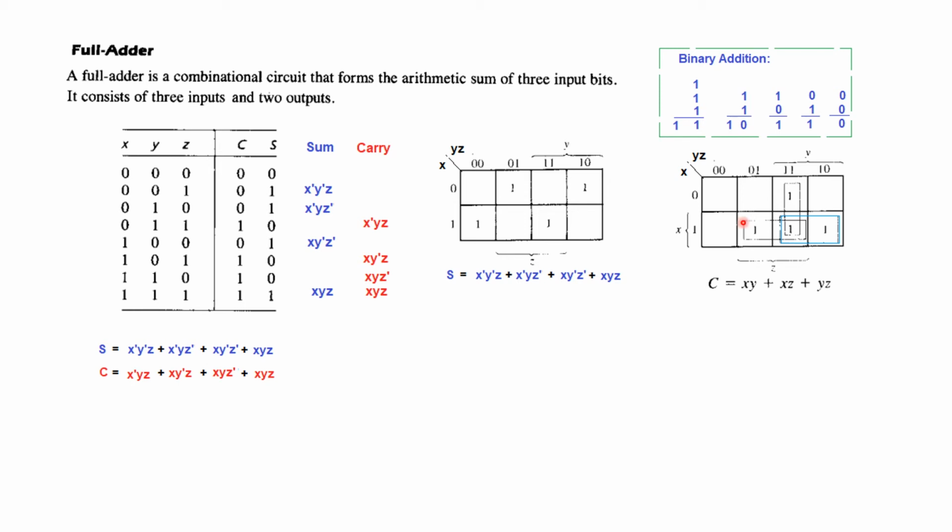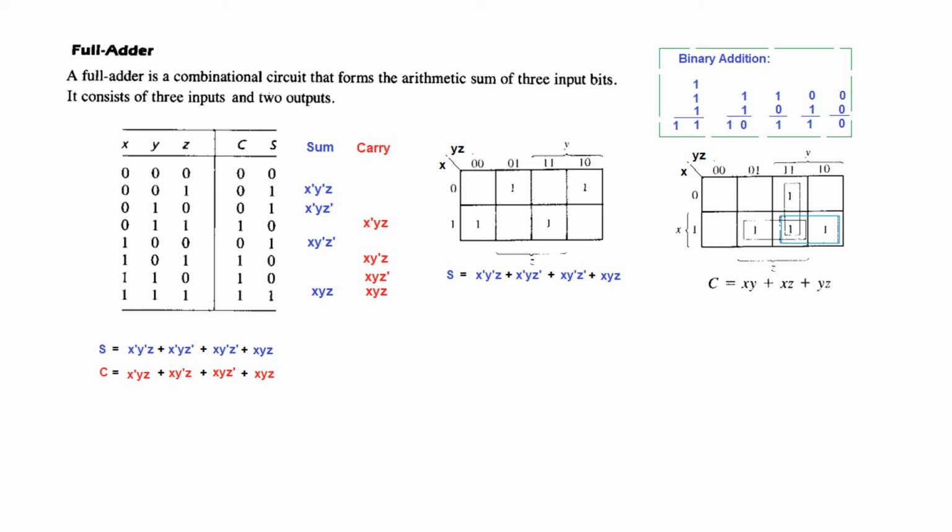And now you can see that you can combine these two, you can combine these two, and you can combine these two. And now you can write the equations of these combinations. From here, if you look, we have x, so we write x. And from here, what is common is z, so we write z. So xz. And then you can write these other two.